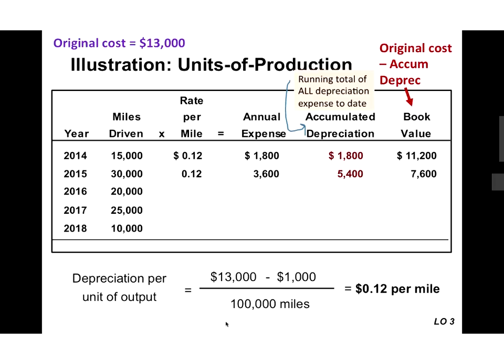So 2016, we drove 20,000 miles. Again, they told us how many miles we drove times the 12 cents is going to give us $2,400 of depreciation expense in year three. And then my accumulated depreciation will be the $5,400 from last time, add our depreciation expense this year, and we get $7,800. And then my book value will be $13,000 less the $7,800 or $5,200.